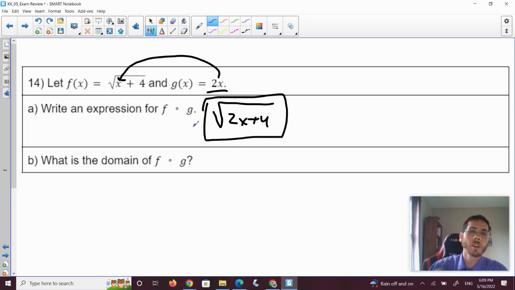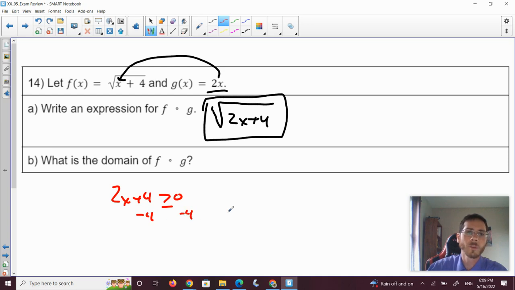So remember, we cannot have any negatives inside even roots. This is an even root. It's a square root, so we can't have any negatives in there. So that means that 2x plus 4 has to be greater than or equal to 0. So that's the way that we say, hey, I can't have any negatives in there. We have to be at least 0.